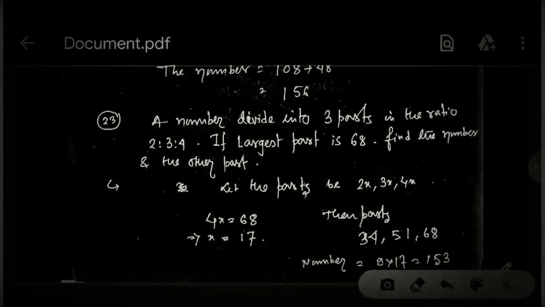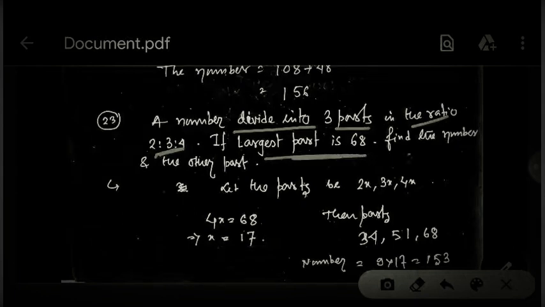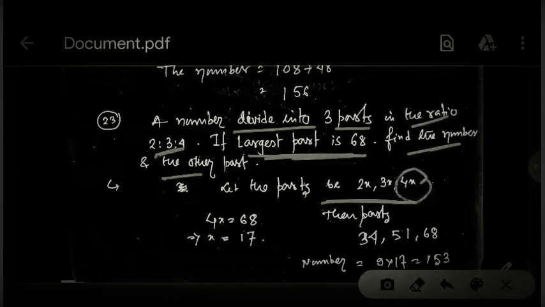Now another: a number is divided into 3 parts in the ratio 2:3:4. If the largest part is 68, find the number and the other parts. So the number is divided into 3 parts, 2:3:4, and we consider them as 2x, 3x and 4x. The largest part is 68, and 4x is the largest, so 4x equal to 68 and x equal to 17.